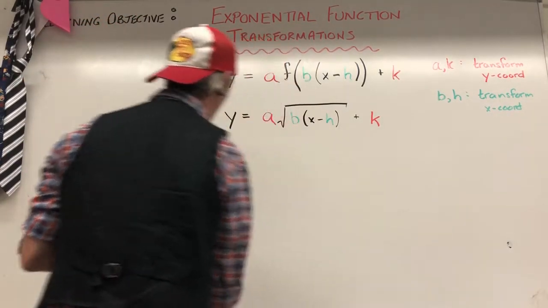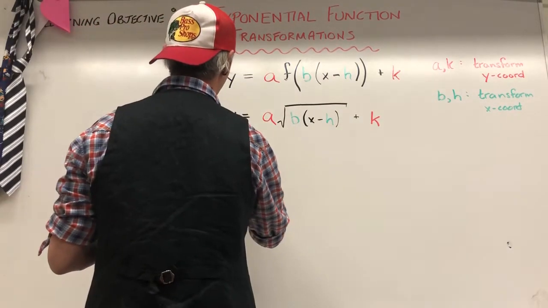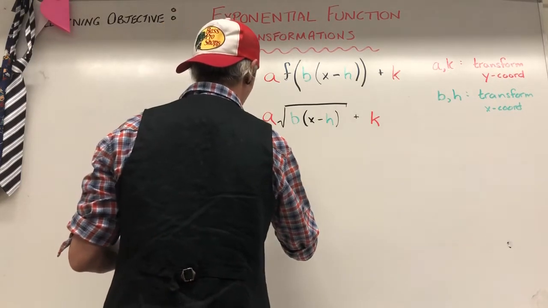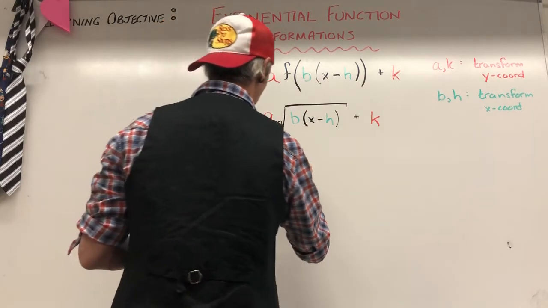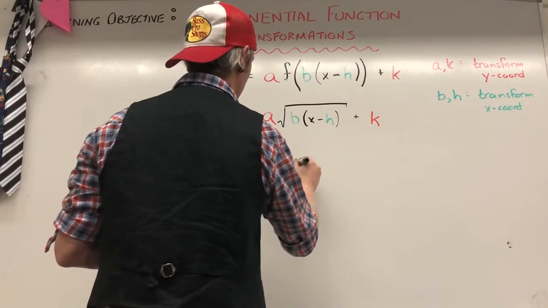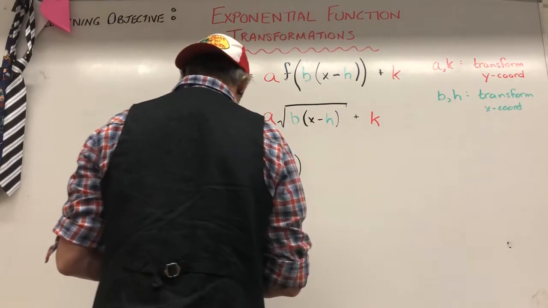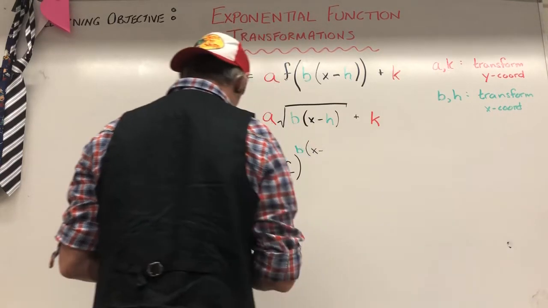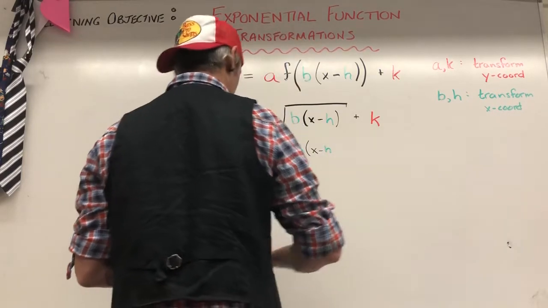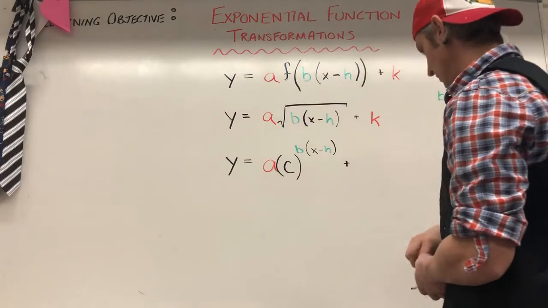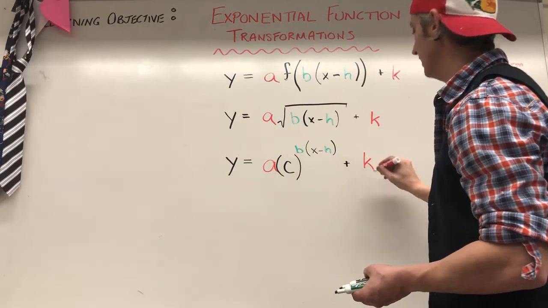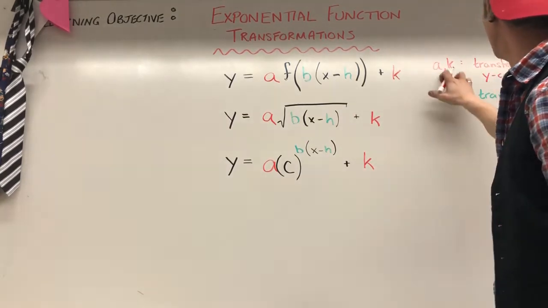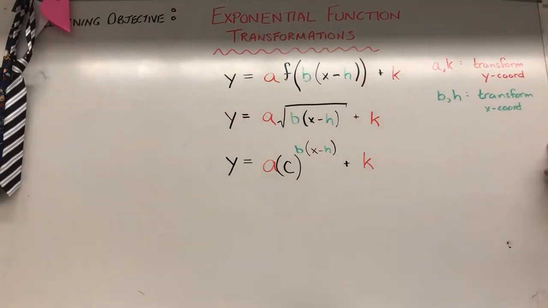Now let's talk about our exponential function. Our exponential function transformations look like this, very similar but kind of different in the way that they look. I've got a times c, a constant, to the power of b times (x minus h), plus k. And guess what? A, B, H, and K all behave exactly the same way. We apply the transformations the exact same way.